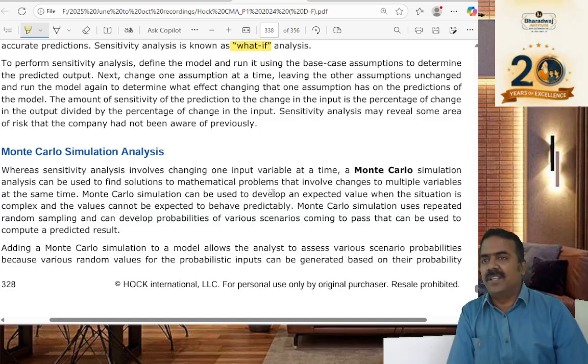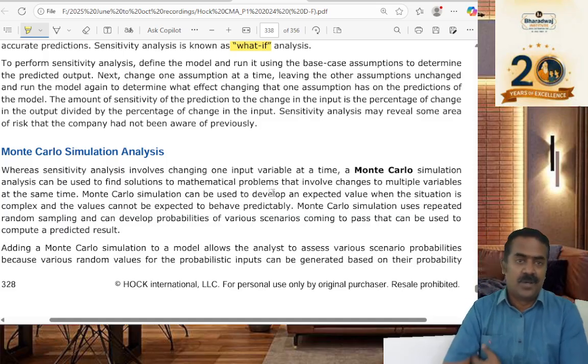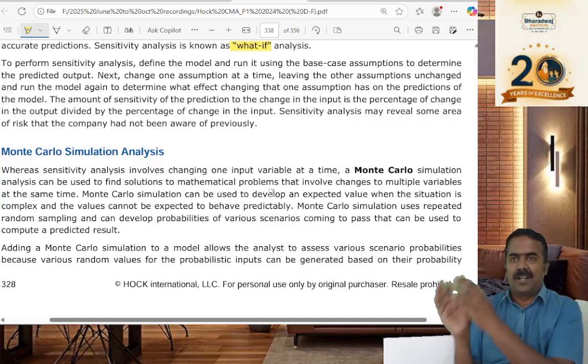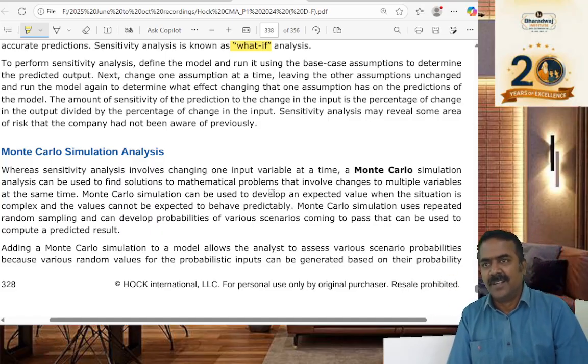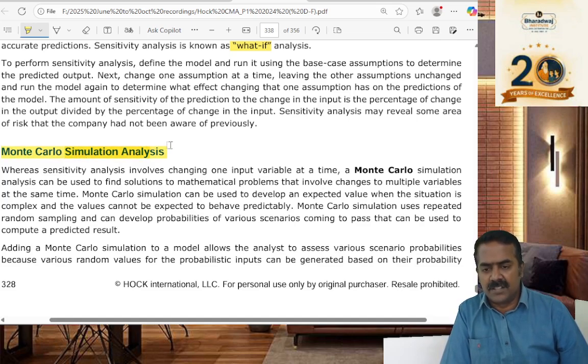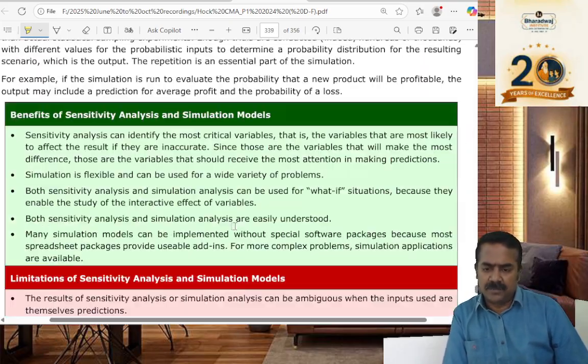What if I do only EV? What if I do hybrid cars? What if I do hybrid cars like petrol and CNG options? Petrol and LPG options. So all these things come under which one? Simulation analysis. Sensitivity analysis. Monte Carlo simulation.